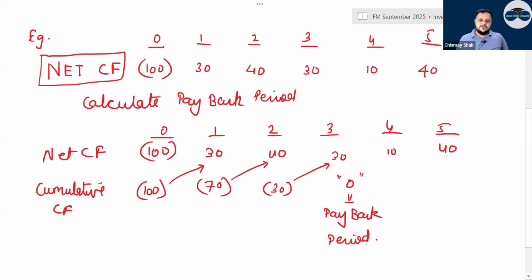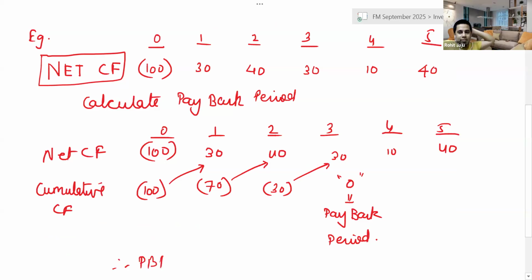Payback period. Therefore, payback period is equal to 3 years.